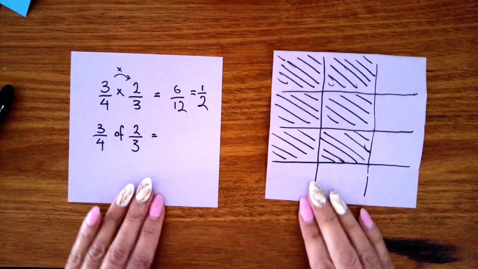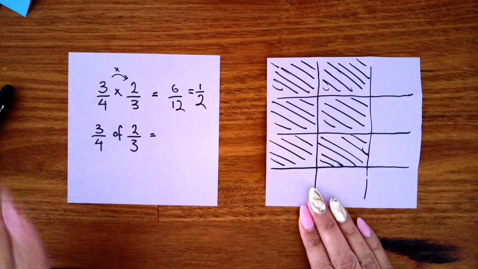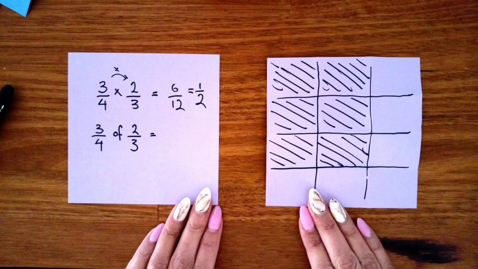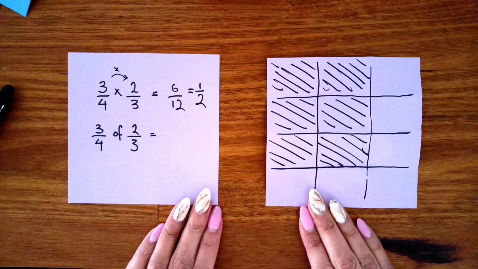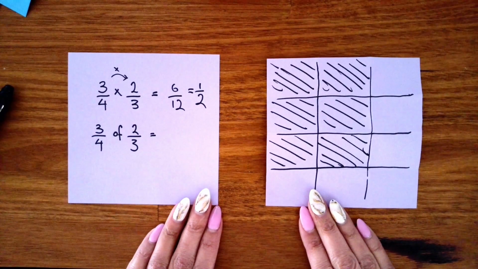Another way of multiplying fractions using folding bits of paper and the algorithm method, but with proper fractions this time, not unit fractions. So I hope you enjoyed this.